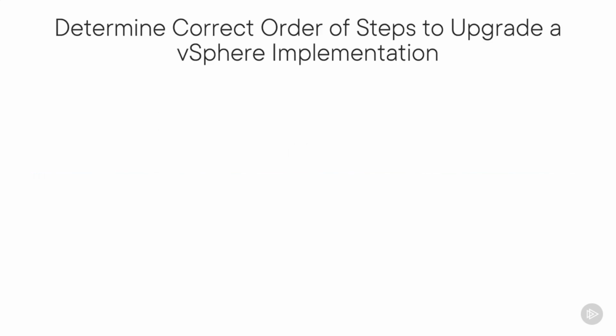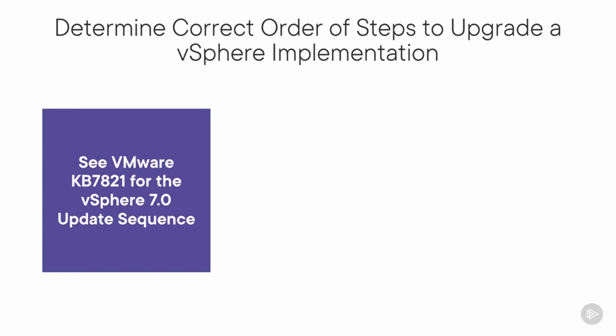So I've got 3 tips to help you when it comes to determining the correct order of steps for upgrading your vSphere implementation. The first one is to see VMware Knowledge Base article 7821, which actually lists out in a very specific order the update sequence for VMware vSphere, including vCenter, and all the other ancillary VMware products that you might have running in your infrastructure.